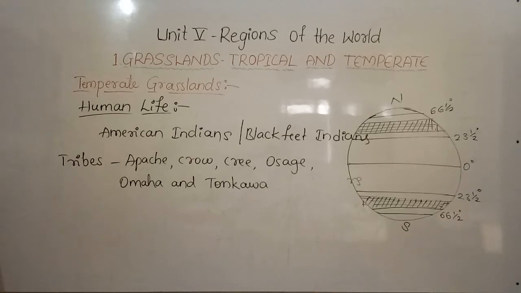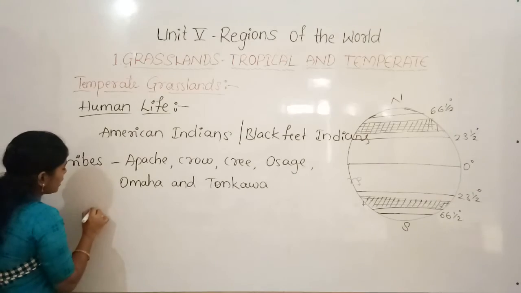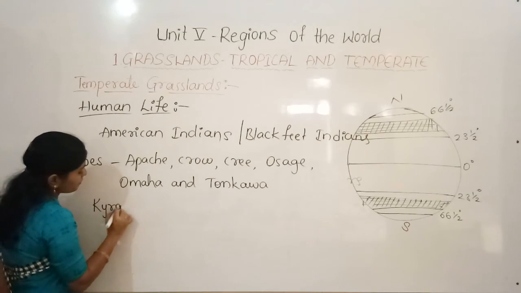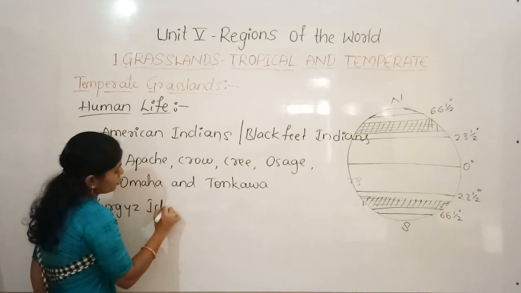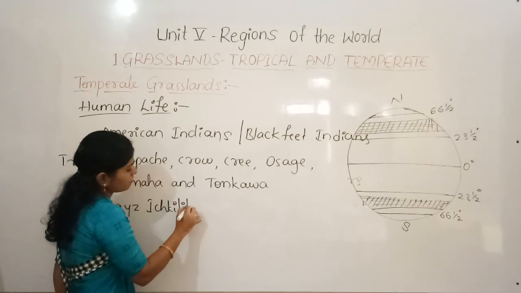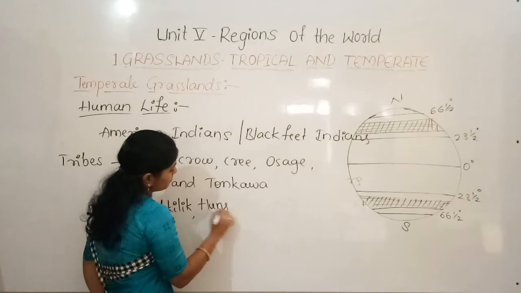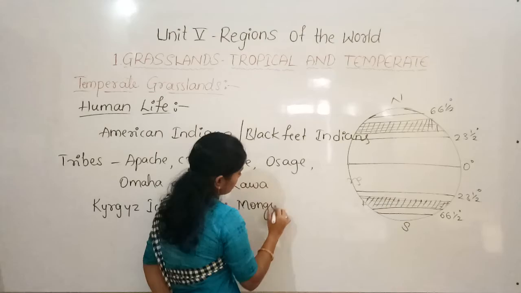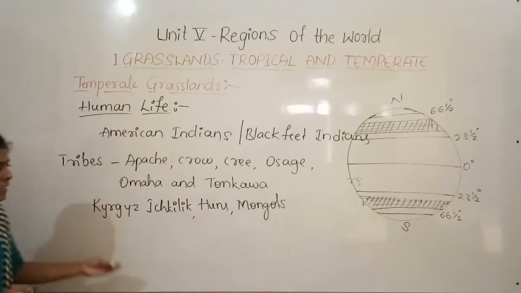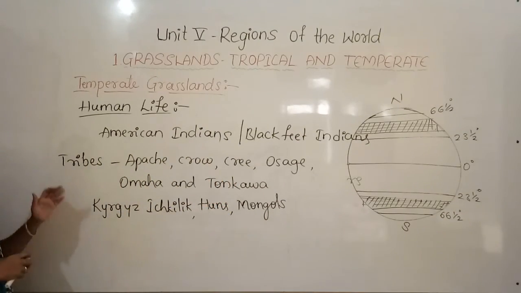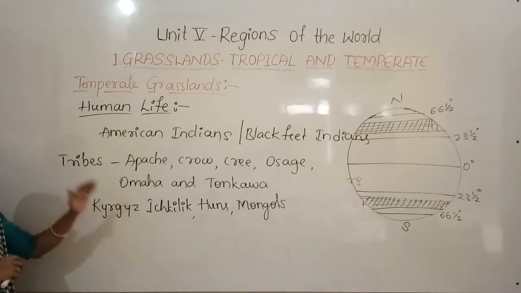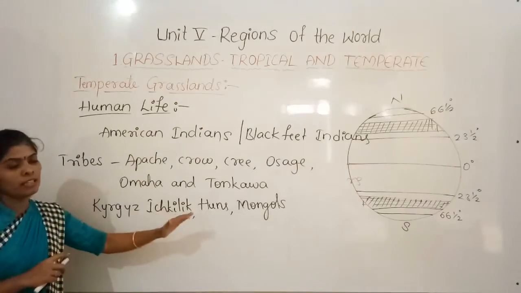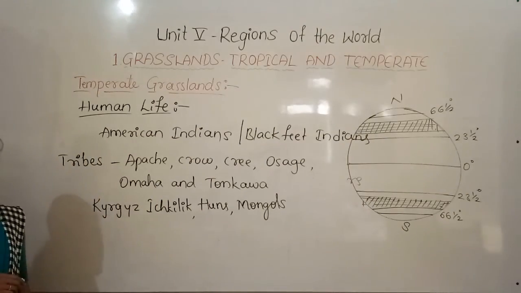And there are other tribes also, such as the Kyrgyz, Ichkilik, the Huns, and the Mongols. These are the different tribes of people which we can find in the temperate grasslands.